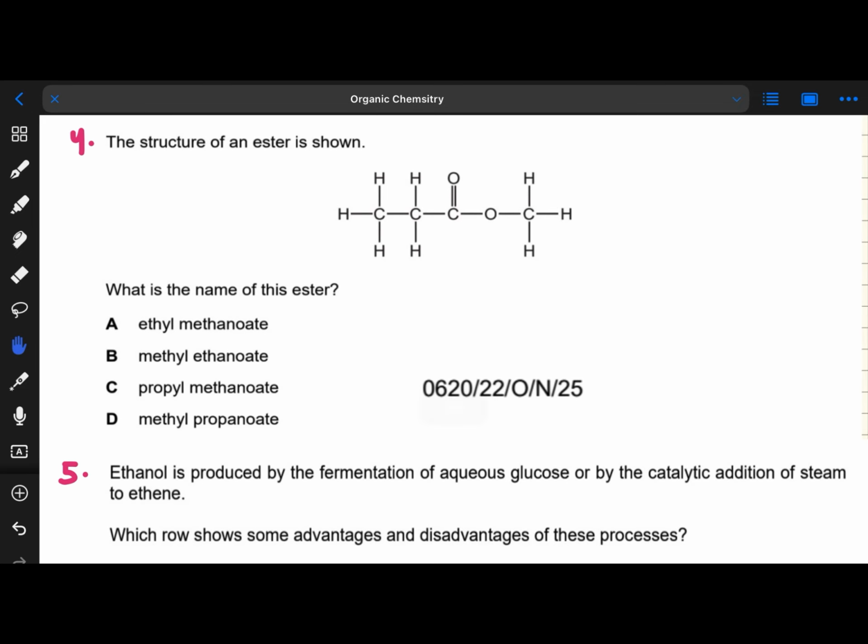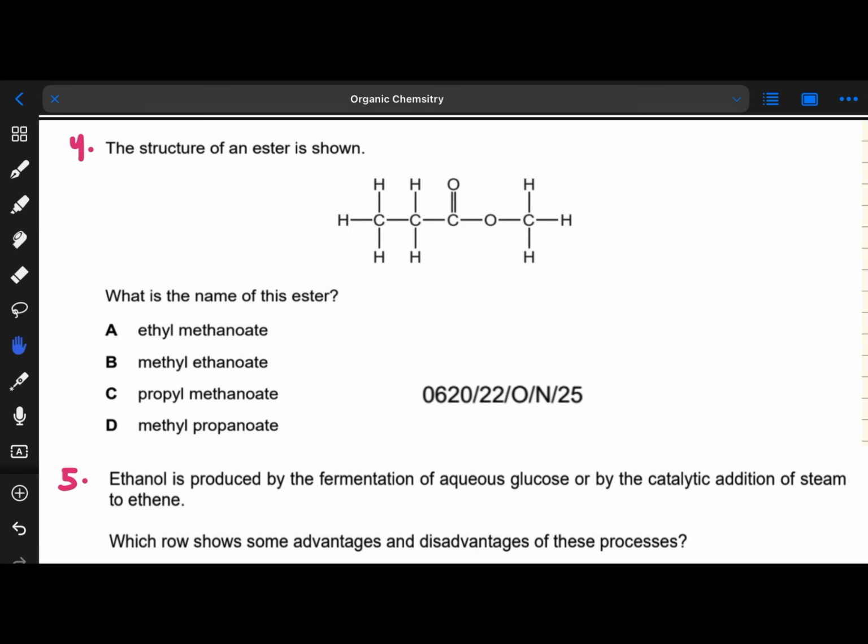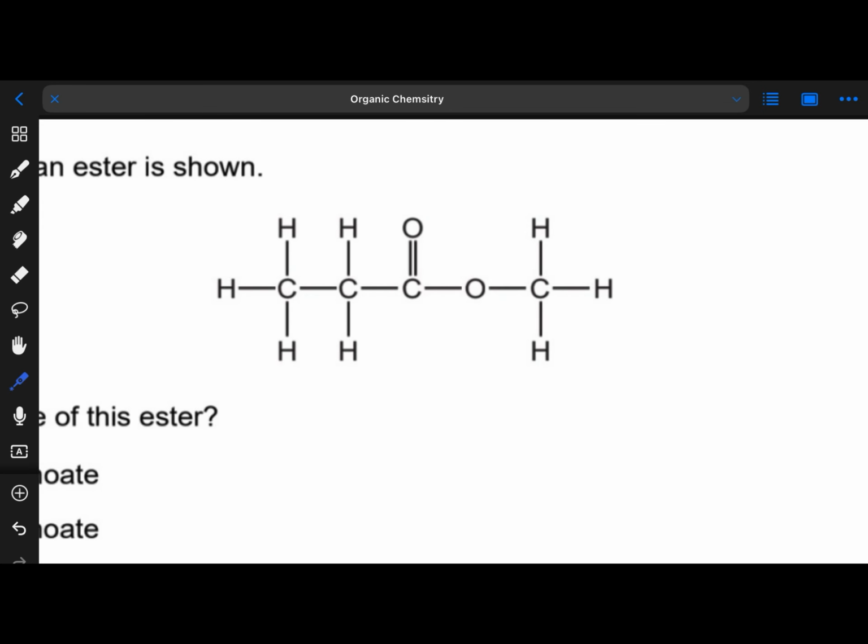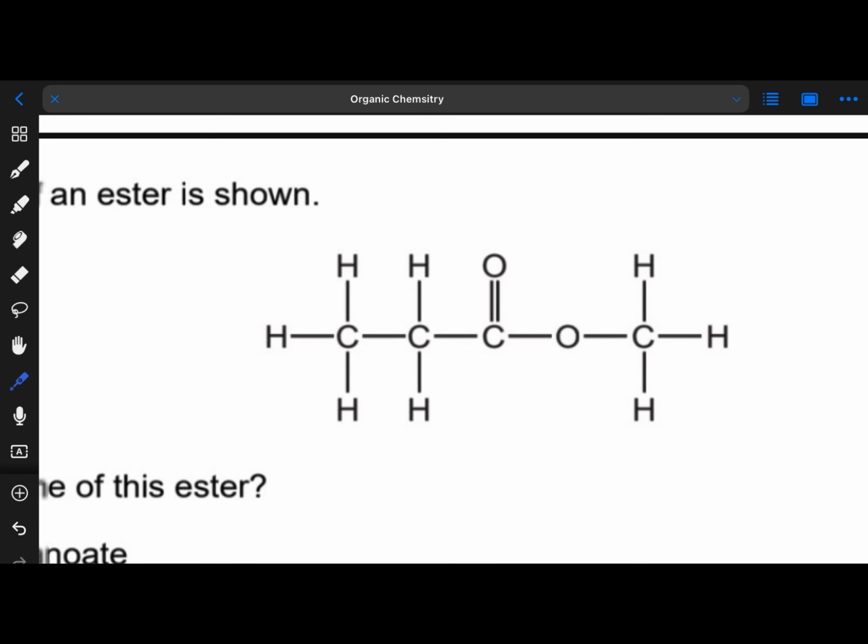Question number 4 says that the structure of an ester is shown here. This is an ester, and now we have to name this ester. Let's see the first part, which comes from the acid side, and the second part, which comes from the alcohol side. Now, in the first part, we have 3 carbon atoms, and therefore the acid used here is propanoic acid.